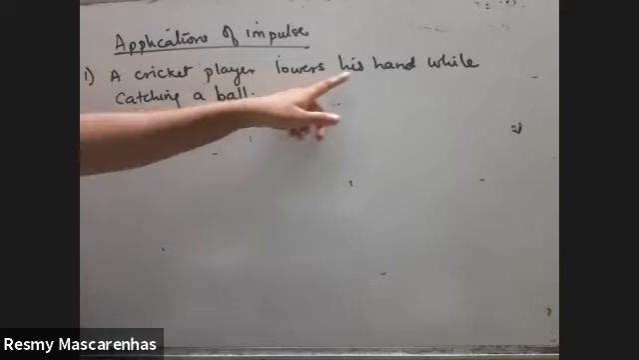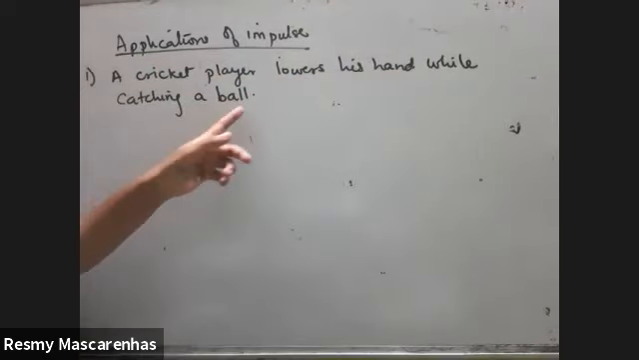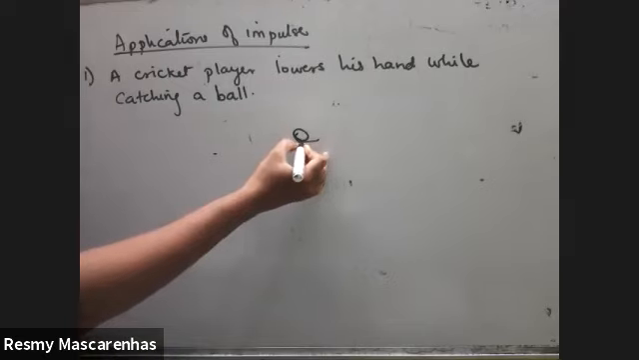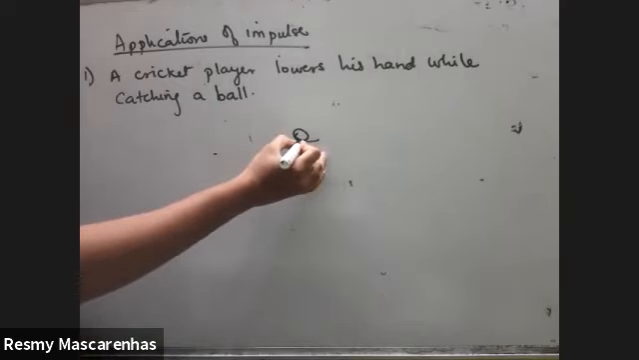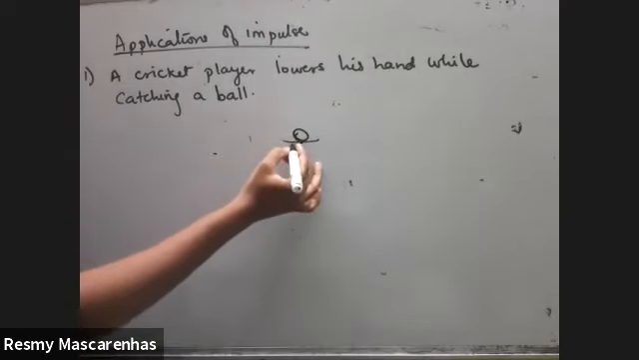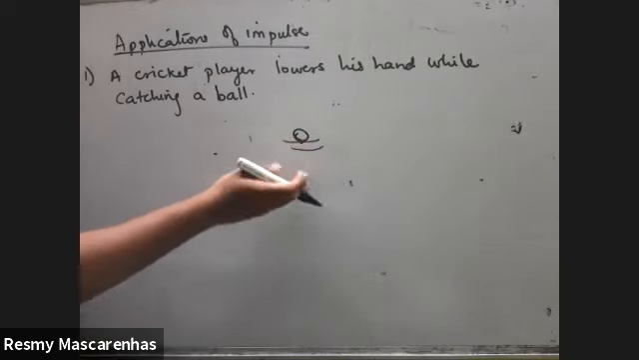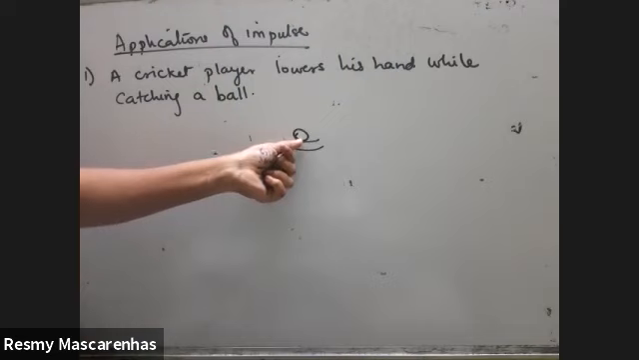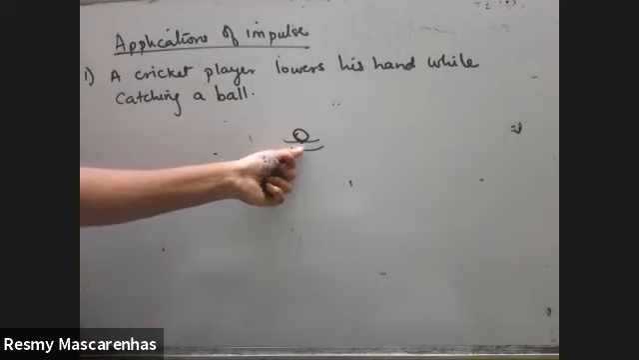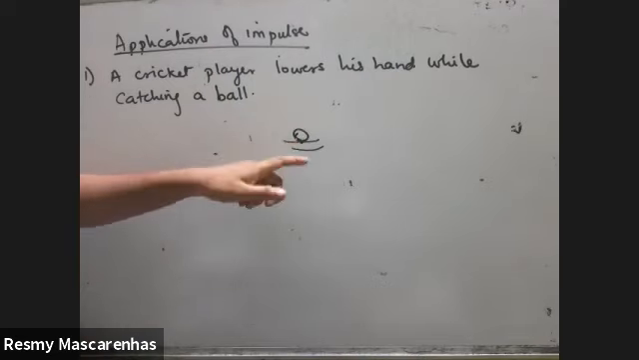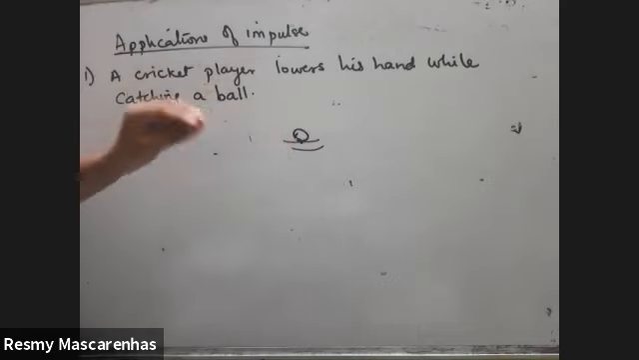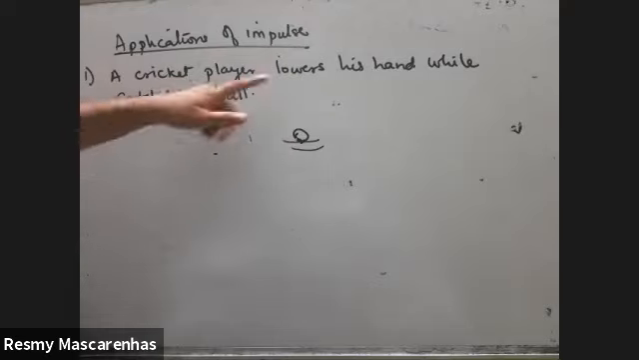So a cricket player lowers his hand while catching the ball. If the hand is here, the moment the ball hits the hand, that impact will be so high. So he tries to lower the hand slightly. The ball comes with a very high speed, so within that much time, the impact will go less. There will be less impulse. So that's why he tries to lower it.